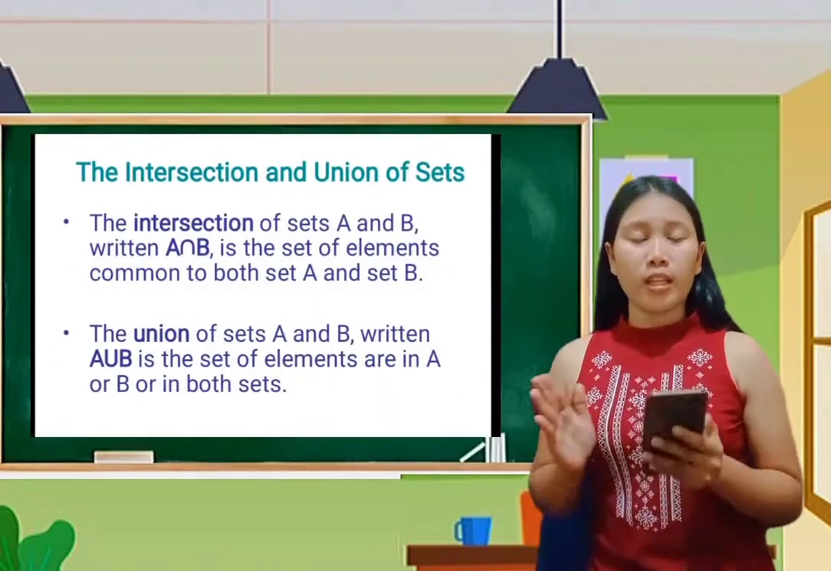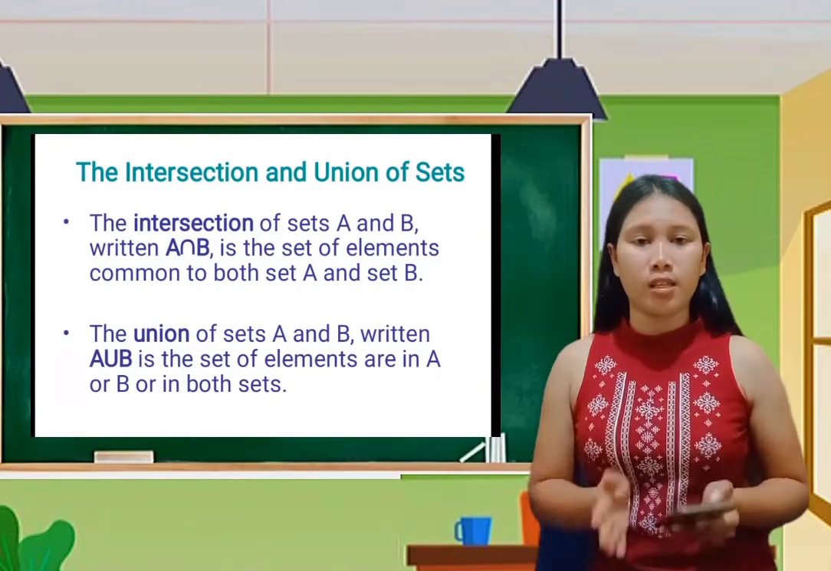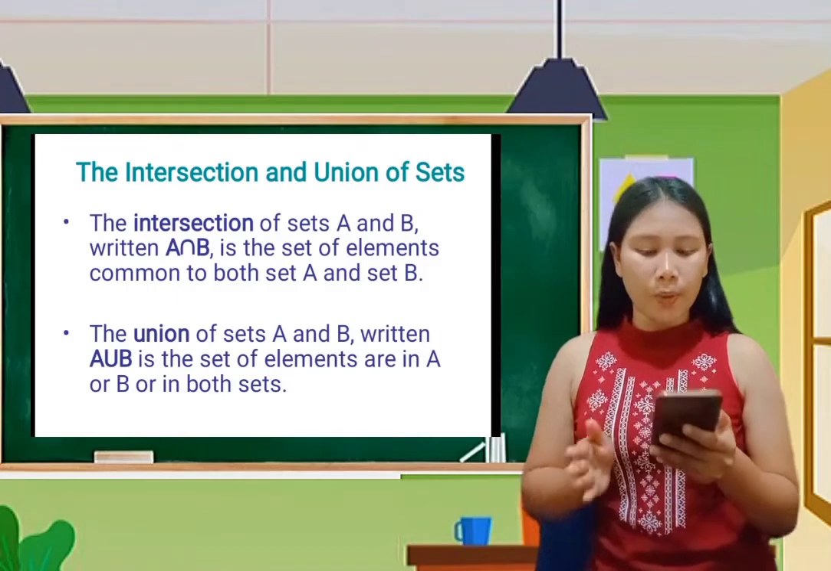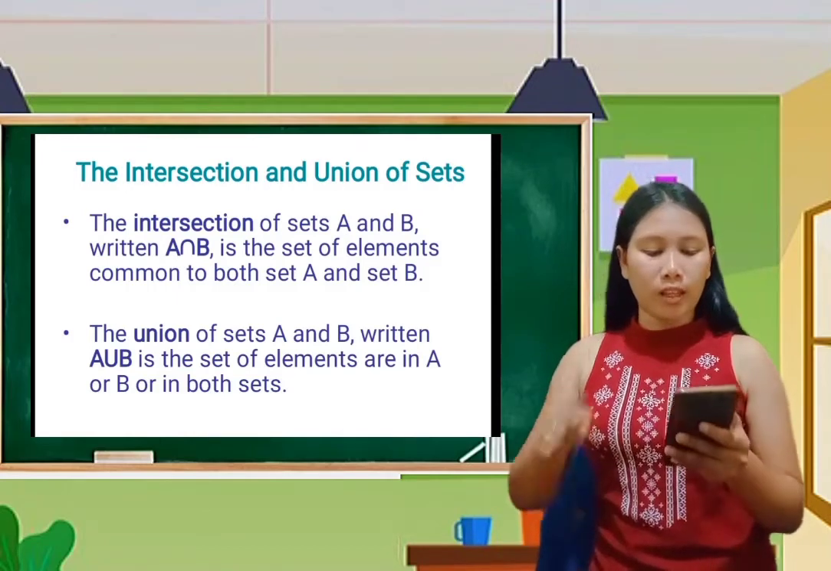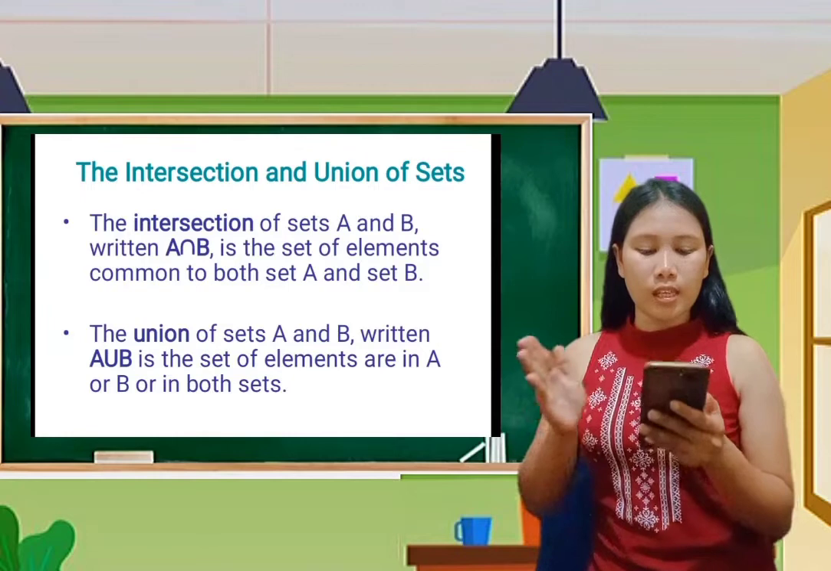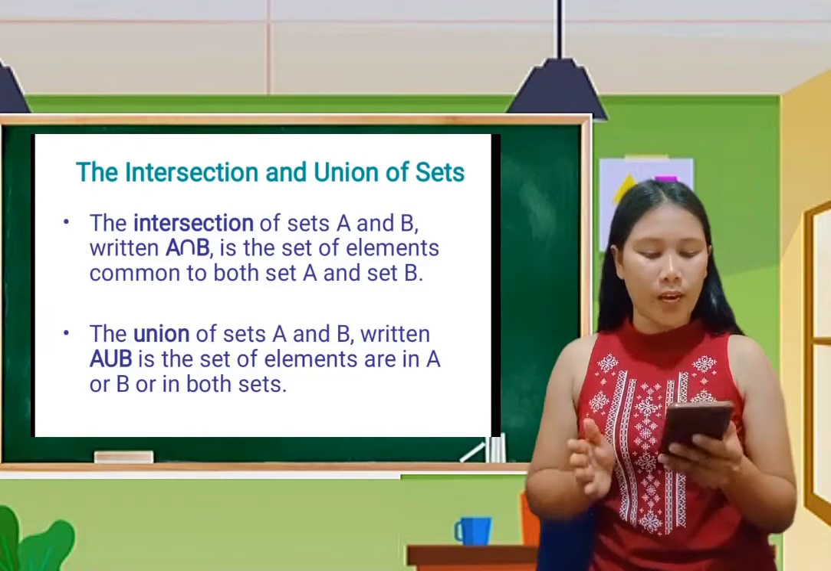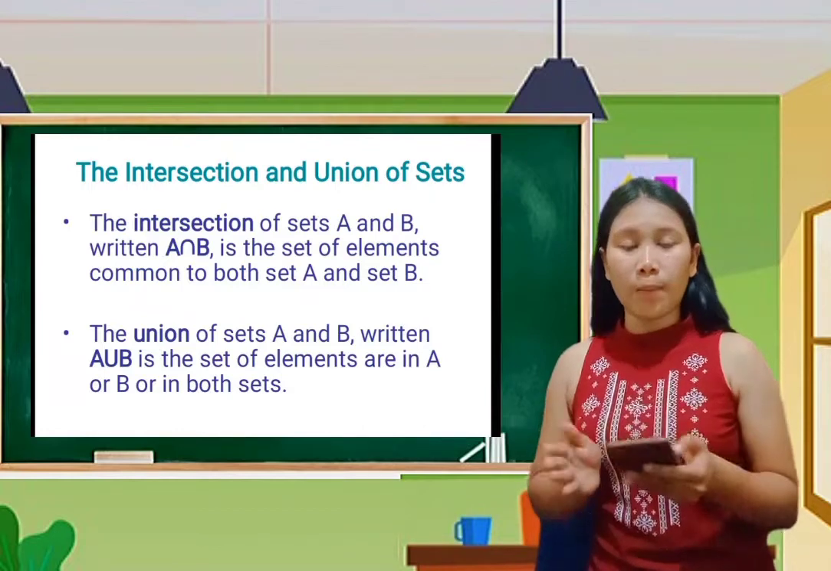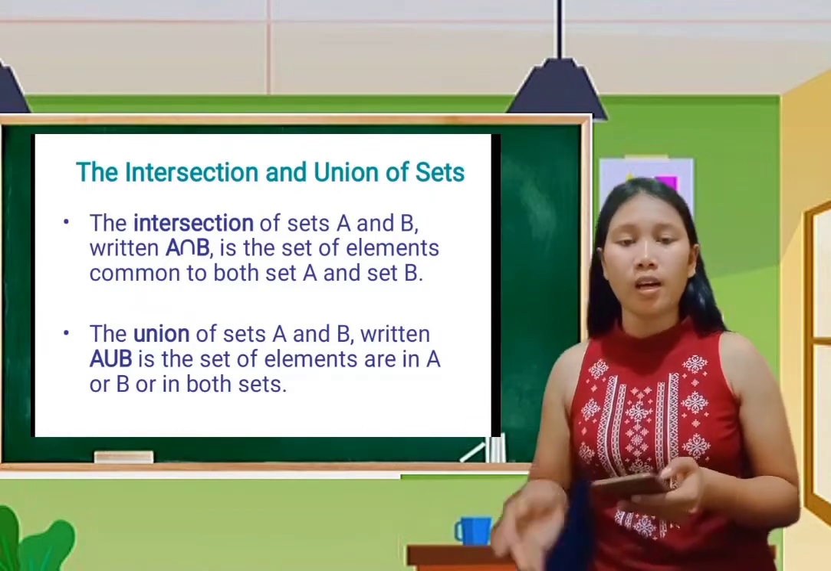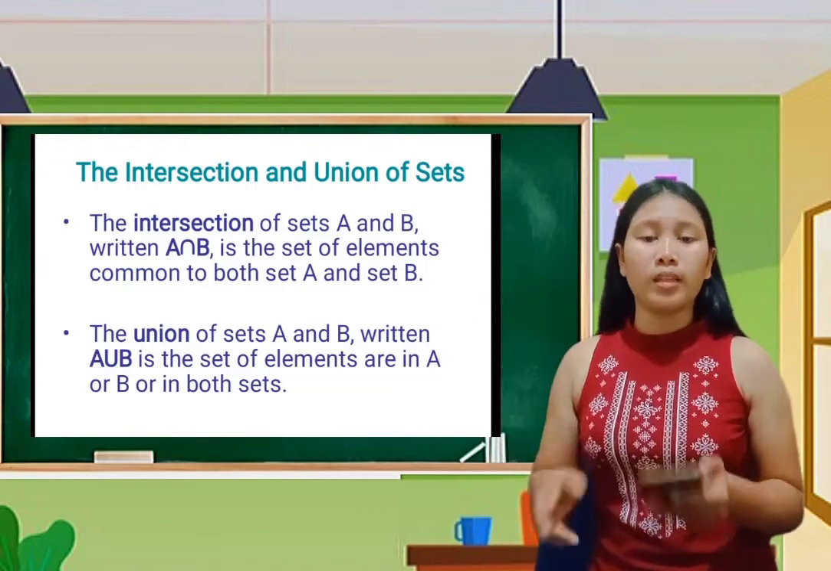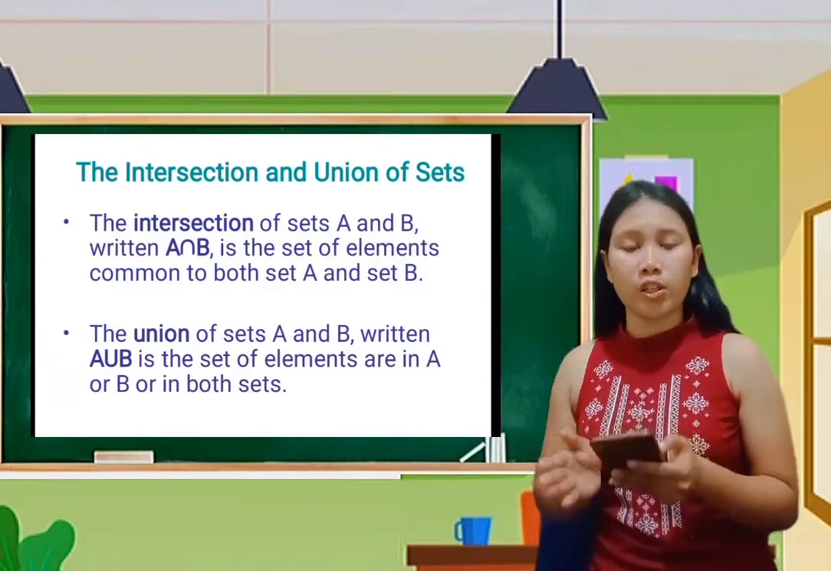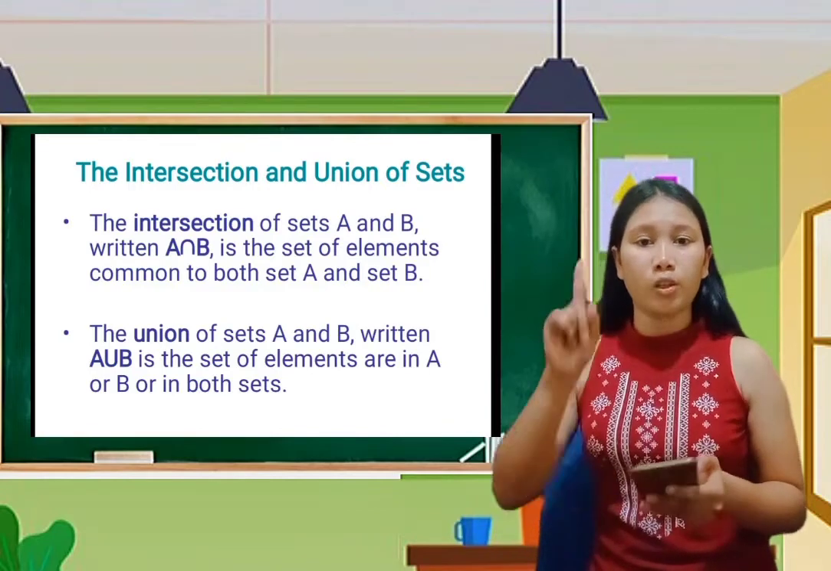What about the intersection and union of sets? The intersection of the sets A and B is denoted by A ∩ B. This is the set containing all elements of A that also belong to B. For example, if the elements of set A are 1 and 2, and the elements of set B are 2 and 3, the intersection of these two sets is 2.